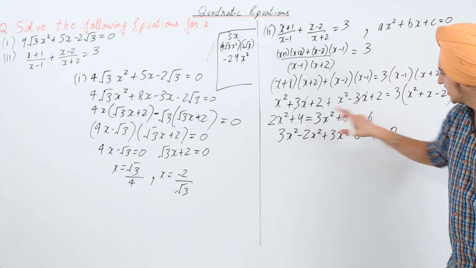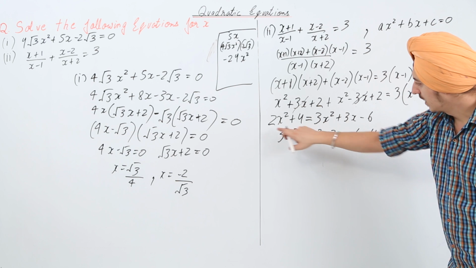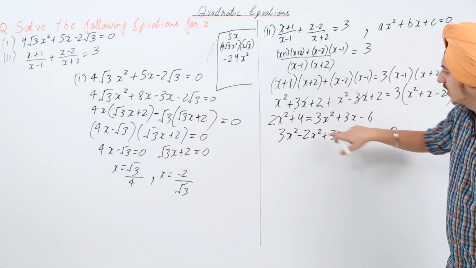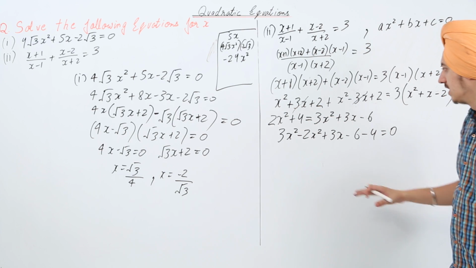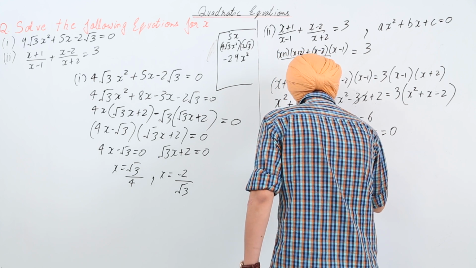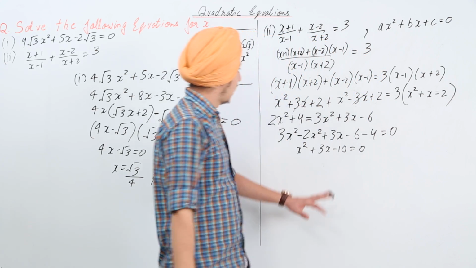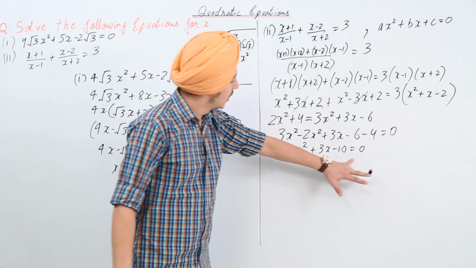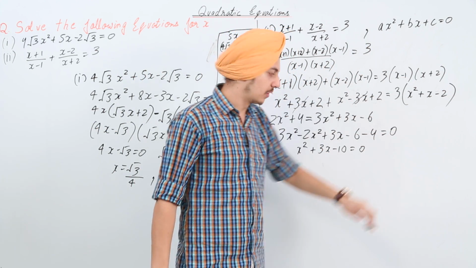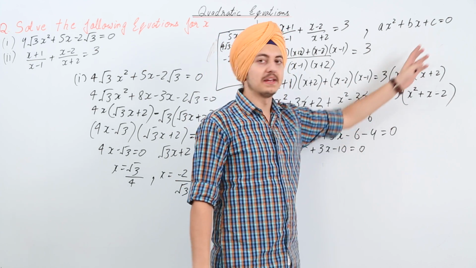I have just taken this term to this side and this term also to this side. This is 2x² written this side, and this is minus 4, which is for this 4 coming to this side. So now we again simplify this and we get x² + 3x - 10 = 0. Now we've simplified this to a very simple equation in the form of ax² + bx + c = 0, where a is equal to 1, b is equal to 3 and c is equal to -10.